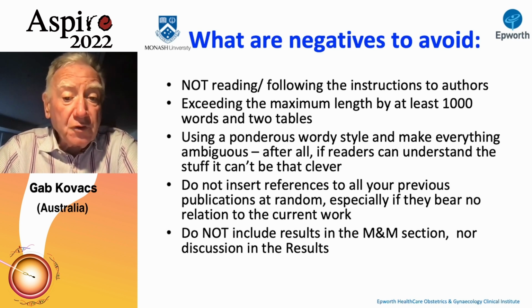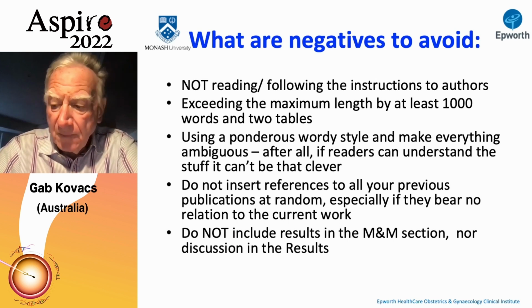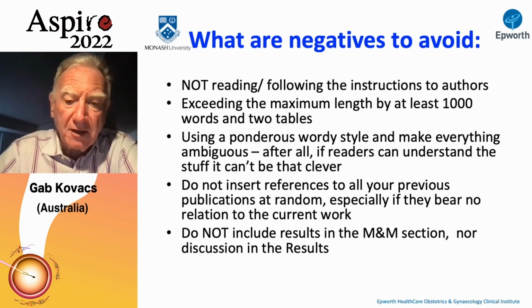As far as the references are concerned, only relevant publications should be mentioned. It's not a way of getting all your previous work referenced in a paper. It should only be relevant to current work, and don't confuse what you put there. Do not include results in the material and method section, and don't put discussion in the results. And if you do all this, your paper will be ready for submission to a medical journal.